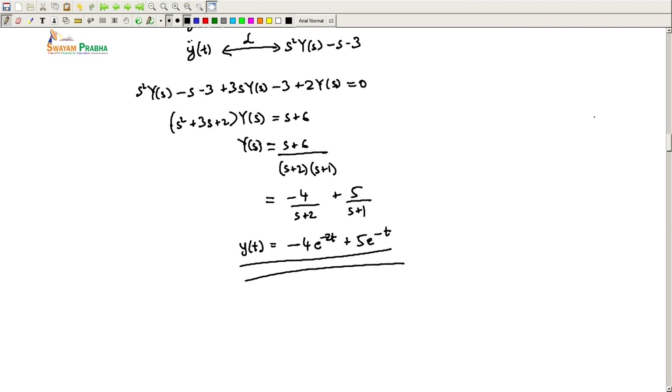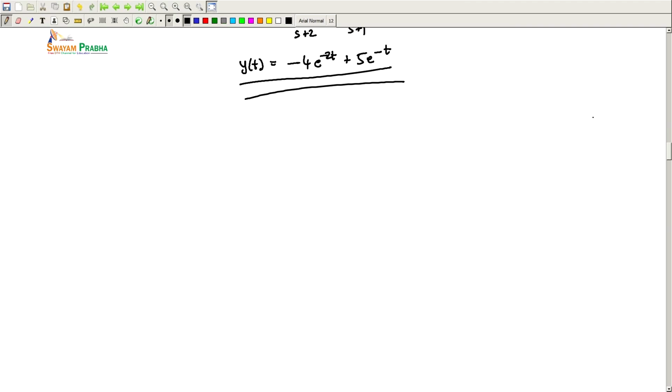Okay. Now we have solved this using Laplace transform. We can also do something about this in a software package like Simulink. So how do we represent this equation?